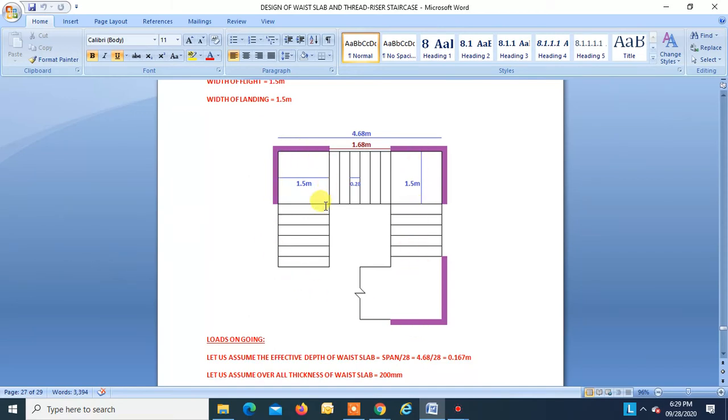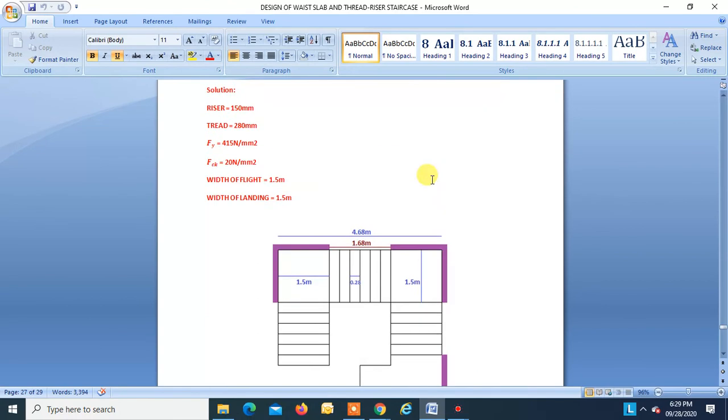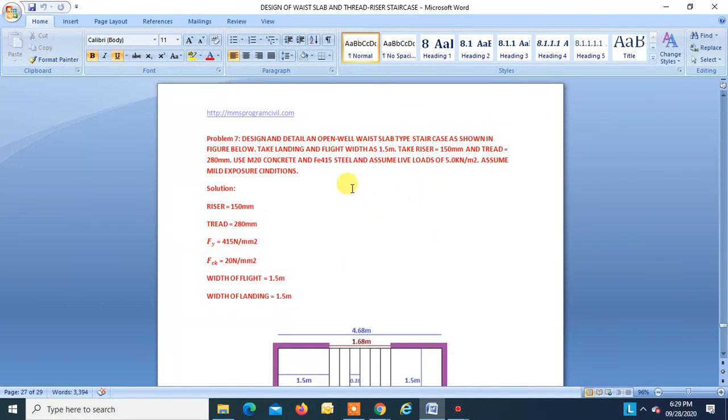Now this landing area is common to this flight and this flight. So whatever load on this landing we get, we have to consider half in this direction and half in this direction. Okay. So we will design this flight. Now, given to us.